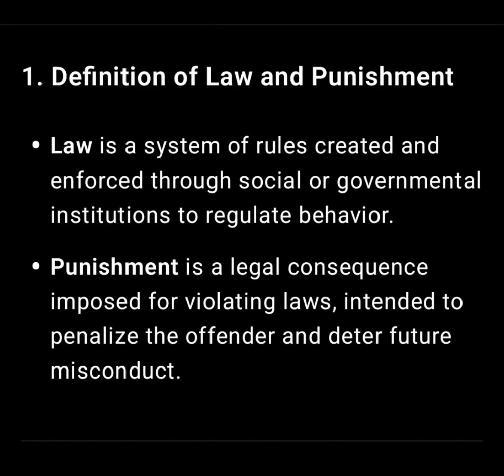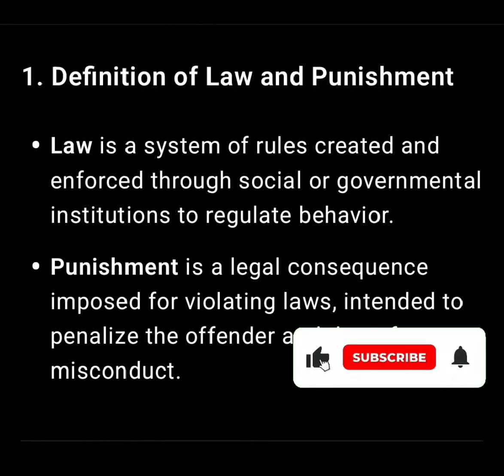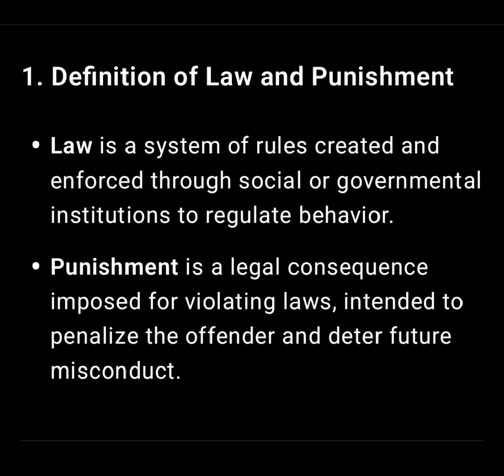Bismillahirrahmanirrahim. Today we discuss the definition of law and punishment and their relationship. Law is a system of rules created and enforced through social and governmental institutions to regulate behavior. A punishment is a legal consequence imposed for violation of law, intended to penalize the offender and deter future misconduct.